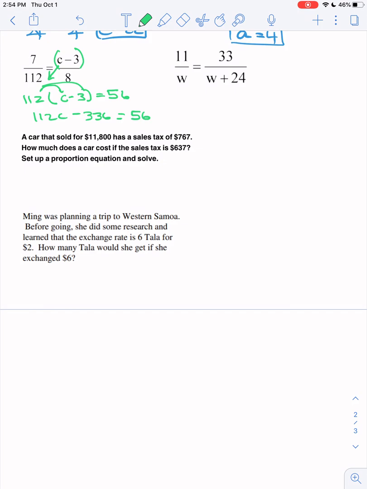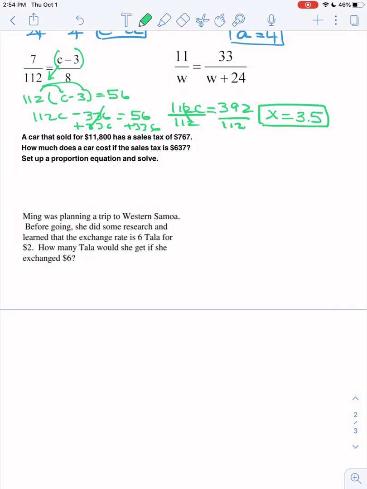Equals 56. Let's add 336 to both sides, and we'll get 112c equals, how about 292 or 392? Divide each side by 112, and we're looking at, how about 3.5?